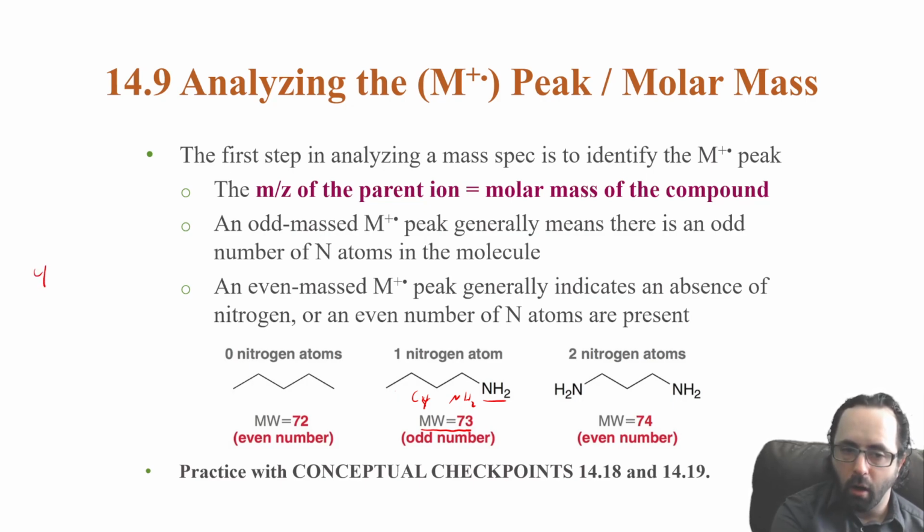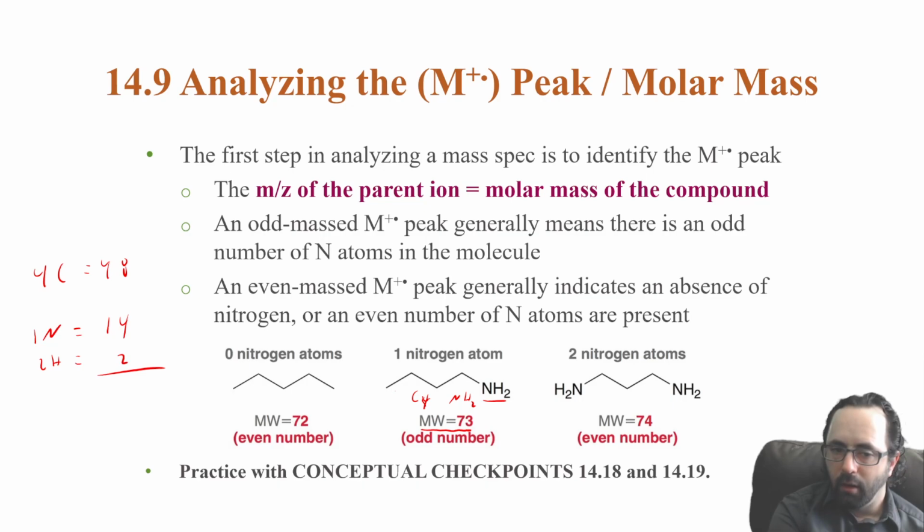So we've got 4 carbons here, and those weigh 48. We've got 1 nitrogen, and that weighs 14. And then we've got 2 hydrogens so far on the nitrogen, that weighs 2. So let's see what we have left. 48 and 14 is 62, and 2 more is 64.